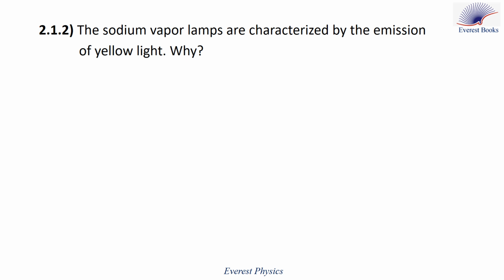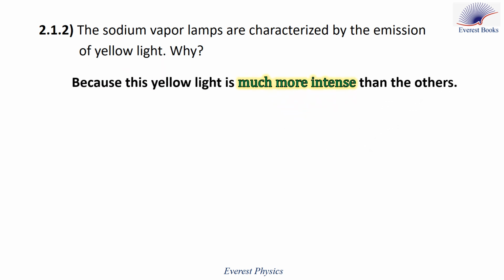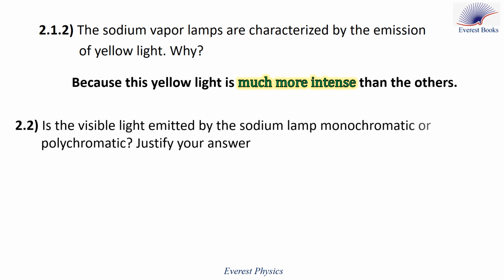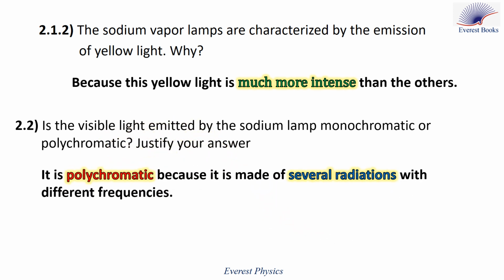2.1.2. The sodium vapor lamps are characterized by the emission of yellow light. Why? Because this yellow light is much more intense than the others. 2.2. Is the visible light emitted by the sodium lamp monochromatic or polychromatic? Justify your answer. It is polychromatic because it is made of several radiations with different frequencies.